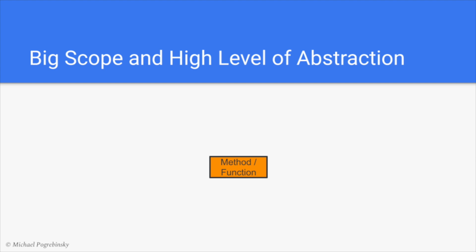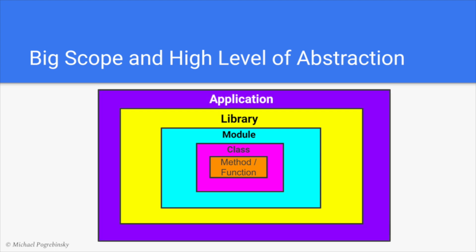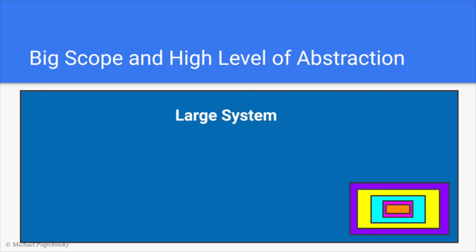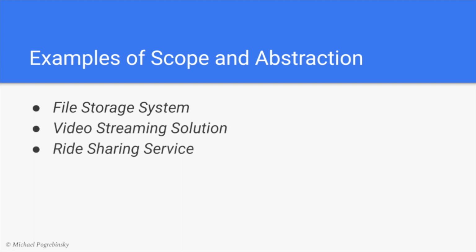As we go up to a more high-level abstraction, like designing a class, a module, a library, or an application, the range of possible ways to solve the problem becomes bigger and bigger as we have more degrees of freedom. Also, the scope of the problem becomes so high that it's hard for us to even visualize the implementation. So when we're asked to design an entire system, we may feel so overwhelmed that we may not even know where to begin. For example, imagine you're asked to design a file storage system, a video streaming solution, or a ride-sharing service that needs to scale to serving millions of users per day. It's hard not to get overwhelmed by such a task.